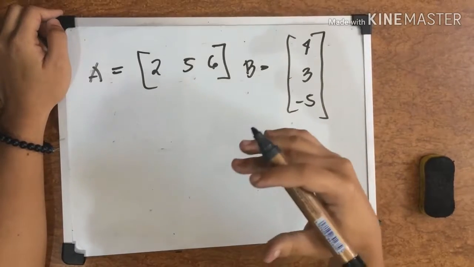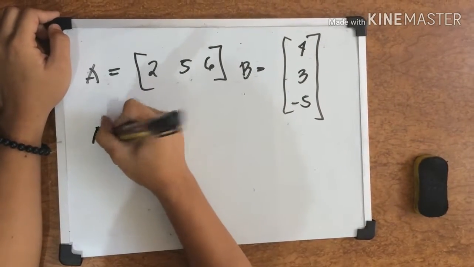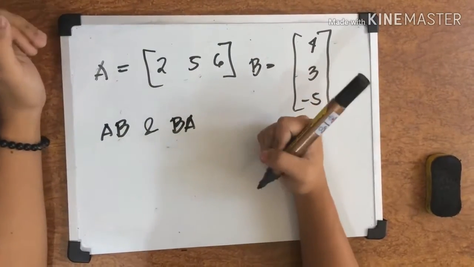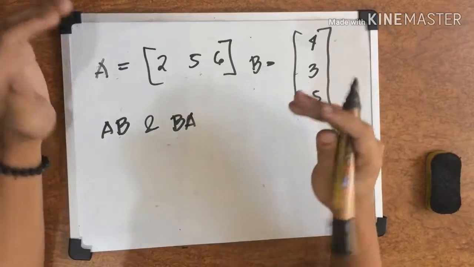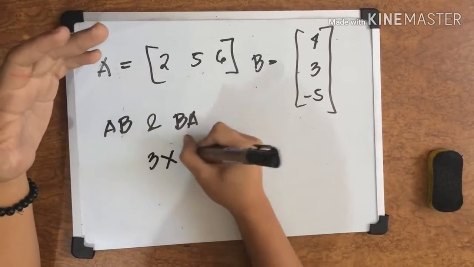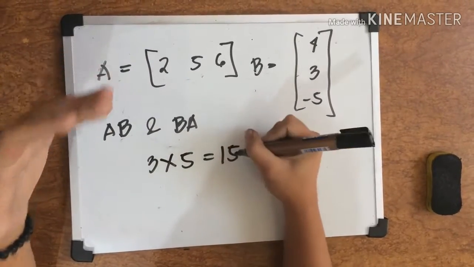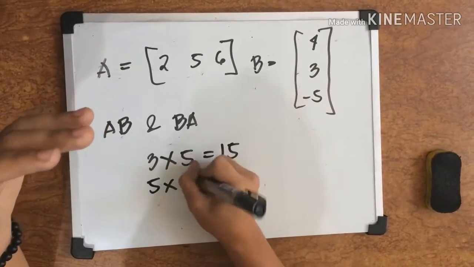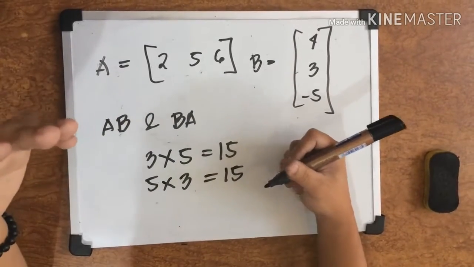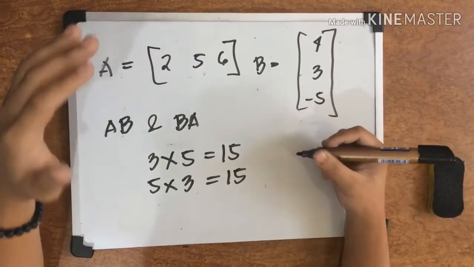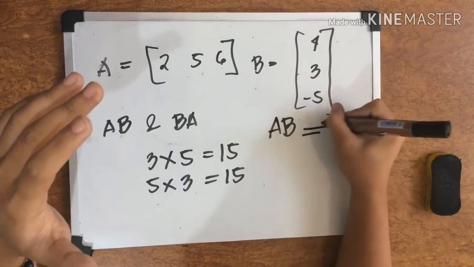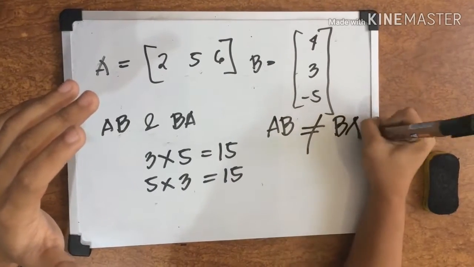So the product of A, B, and BA is what we are going to solve. Basically in math, we all know that, for example, 3 times 5 is equal to 15, and 5 times 3 is also equal to 15. Now, in matrices, the order really matters. So, AB is not equal to BA.